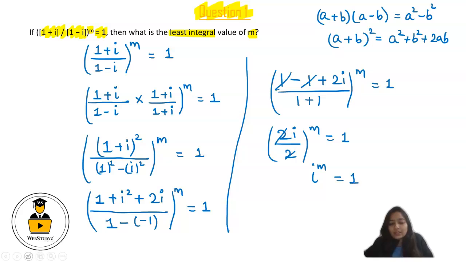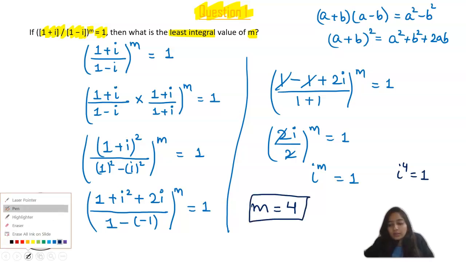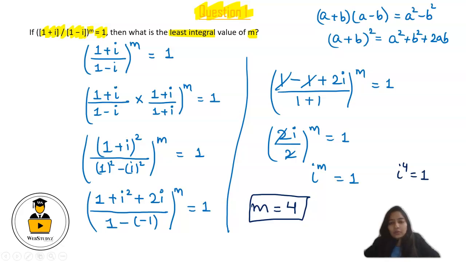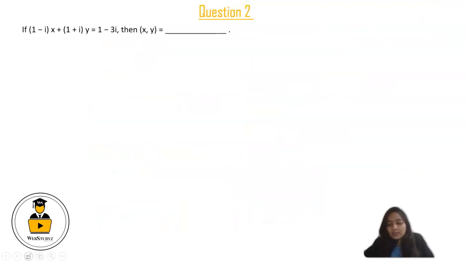As we see, the least power of iota that makes it equal to 1 is 4. So iota raised to the power 4 is equal to 1, and this is the least integer. So we can say from here m is equal to 4, and this is the final answer for this question. I hope this question is clear to all of you. Now moving towards the next question, that is question number 2.